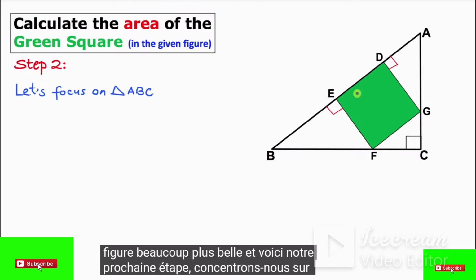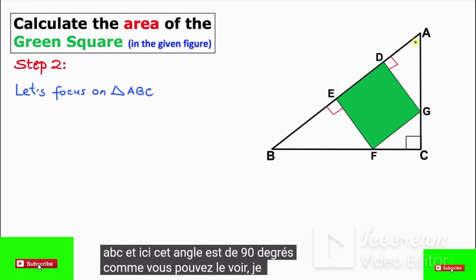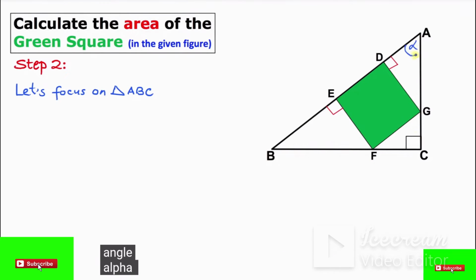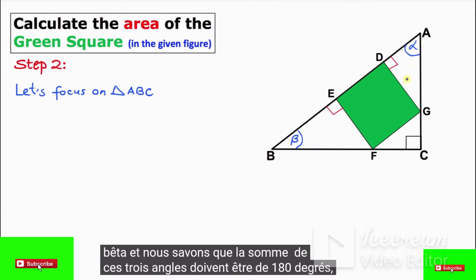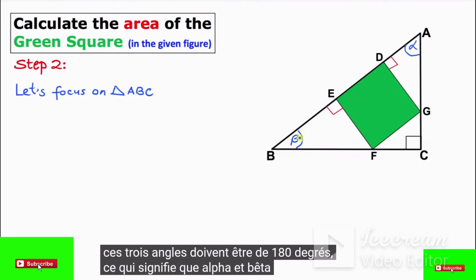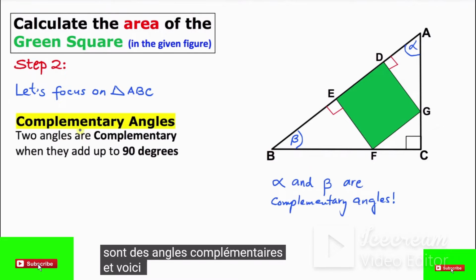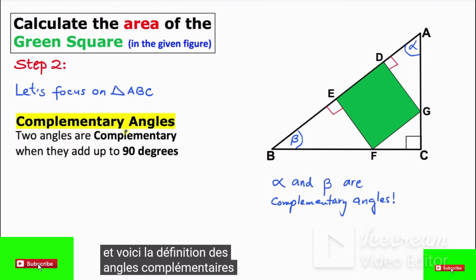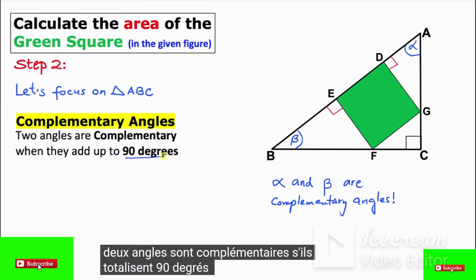Let's focus on this right triangle ABC. And here this angle is 90 degrees, as you can see. I am going to call this angle alpha and this angle beta. And we know that the sum of all three angles must be 180 degrees. So that means alpha and beta are complementary angles. And here's the definition of complementary angles. Two angles are complementary if they add up to 90 degrees.